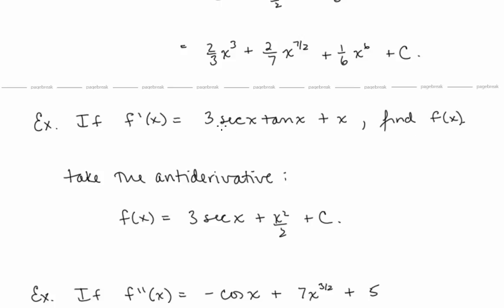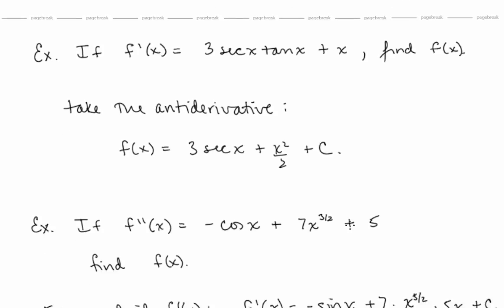So whose derivative is secant x tan x? We know that's the derivative of secant x. So our antiderivative here is going to be 3 secant x plus, this is x to the first, so our antiderivative will be x squared over 2, and then we have a plus c. And that's our antiderivative.